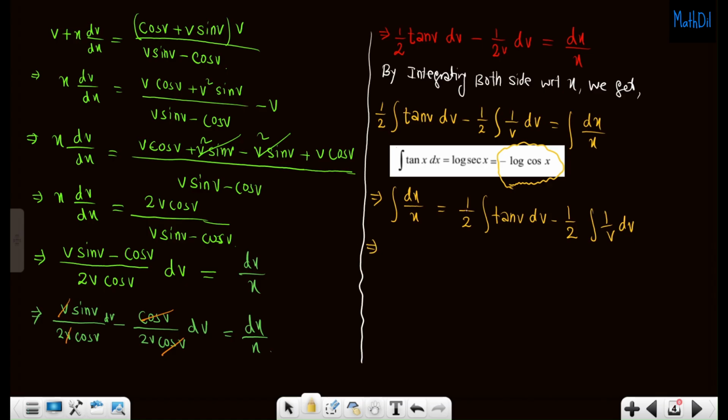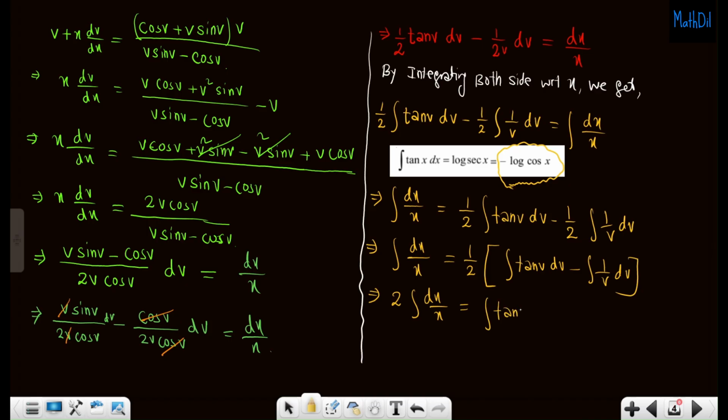So students, see, here is 1 by 2, here is 1 by 2, right? So now we are taking 1 by 2 common from this side, right? So what will we get? We will get integration dx by x is equal to 1 by 2 common, so the remaining will be tan v dv minus integration 1 by v dv, right? And students, for our simplification, take this 1 by 2 to the left hand side, so it will be 2 integration dx by x is equal to integration tan v dv minus integration 1 by v dv, right?